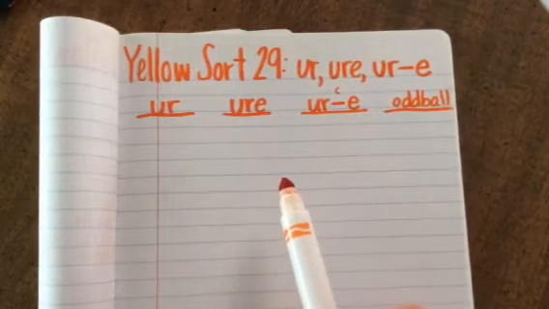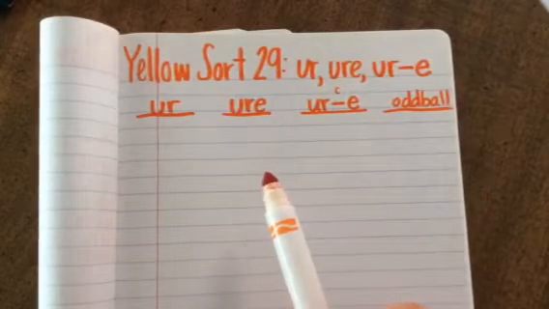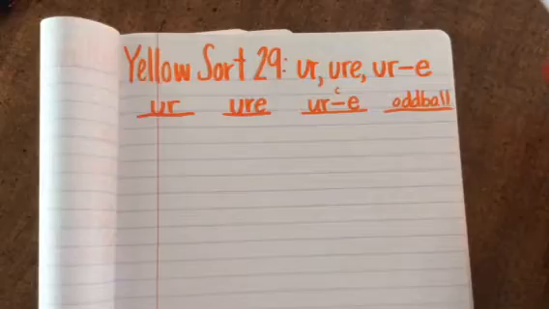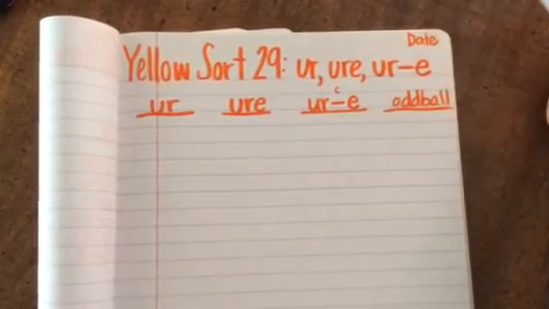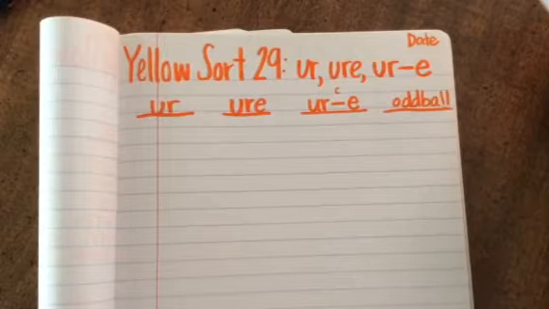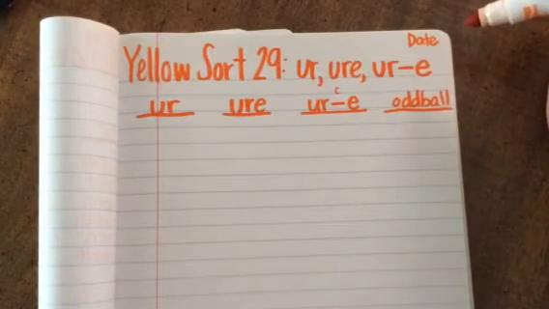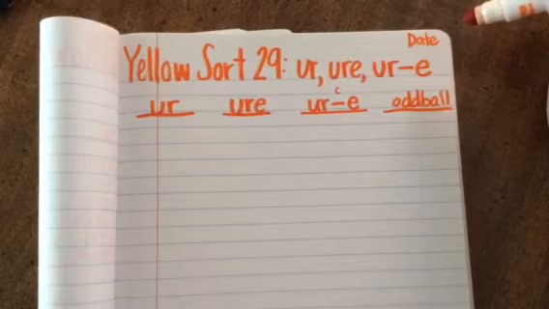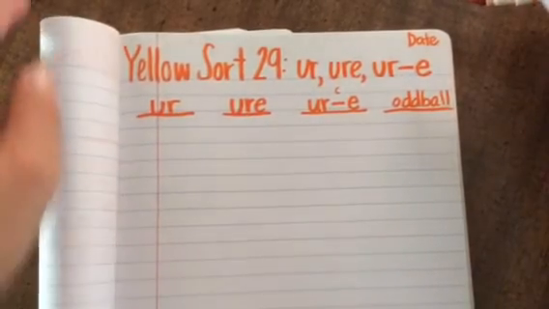Now that you've tried to sort your cards, go ahead and open up your word study notebook to a new page and put today's date in the top right-hand corner. And pause the video so that you can write the title and your four categories. Now that your word study notebook is all set up, let's begin with the UR words.